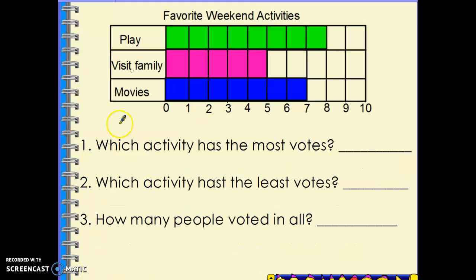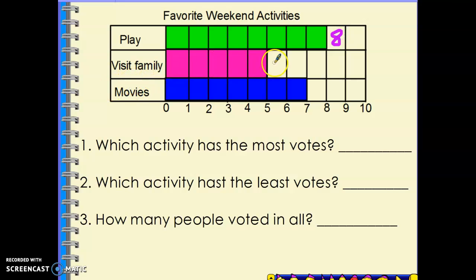Let's look at this graph. This graph says favorite weekend activities: play, visit family, movies. So let's label a graph. Play has how many votes? 1, 2, 3, 4, 5, 6, 7, 8. You can see that corresponds to this number right here. So play has 8 votes.